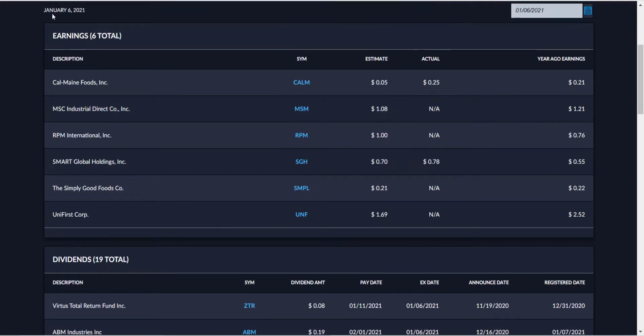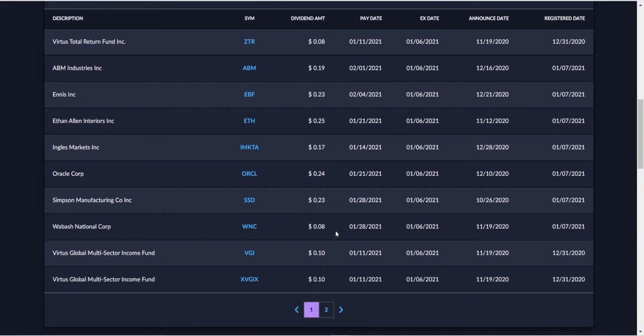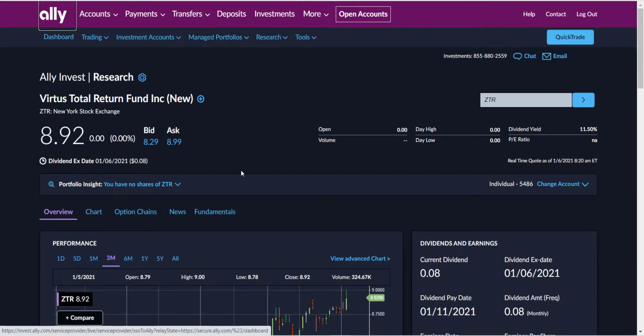So right now, based upon January the 6th, we have Oracle here, the symbol. Right now it's showing that their dividend is 24 cents. And you have to pretty much have it in your possession by the 6th in order for you to get this dividend, which the pay date is expected to be 121.21. This right here is what I really like about this, because if I'm looking for different dividend stock, this helps me just to see what type of companies are offering dividends, how much it is, when the expected dividend date is, and I can just click on these blue tickers just to go right to their information.